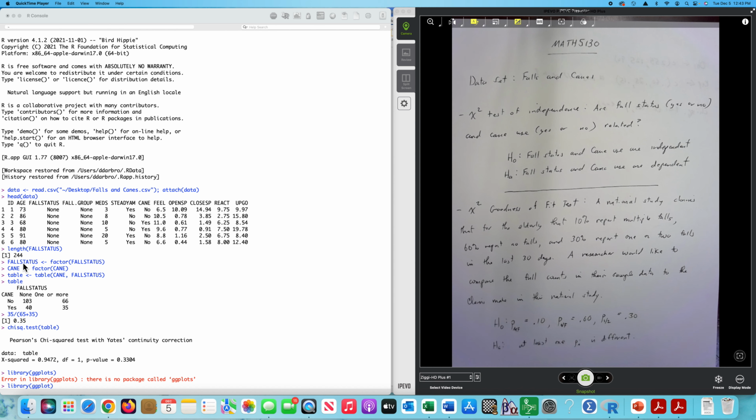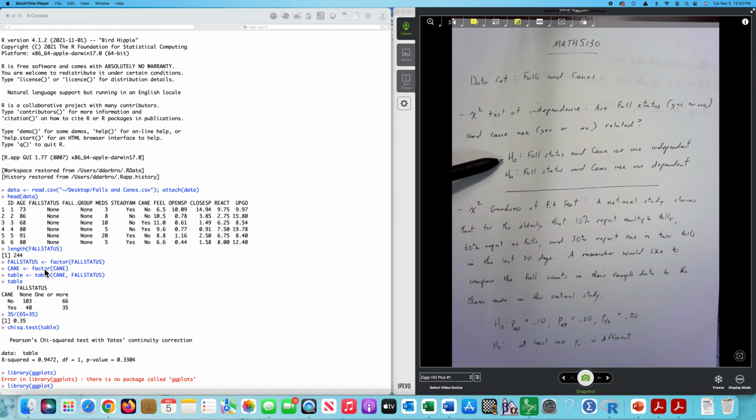The very first thing I do is force fall status and cane to be factors, because those are the two variables I'm going to be using in my first illustration. I want to look at the relationship between fall status, reported as yes or no, not to be confused with fall group, which reports as none, one, or multiple falls. So I'm looking at fall status, yes or no, and cane use, yes or no.